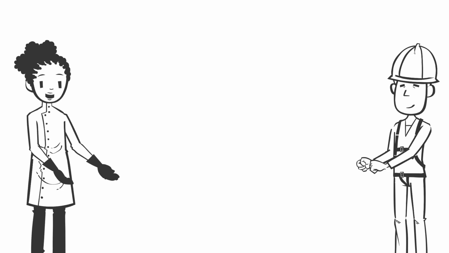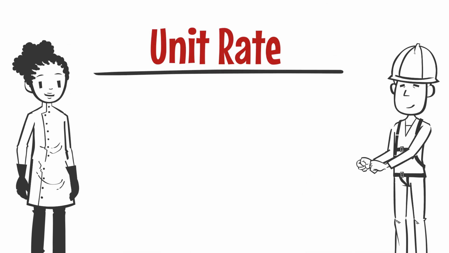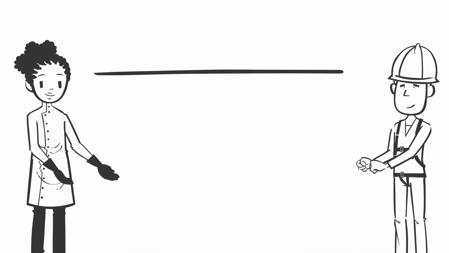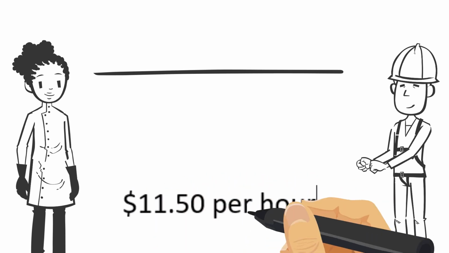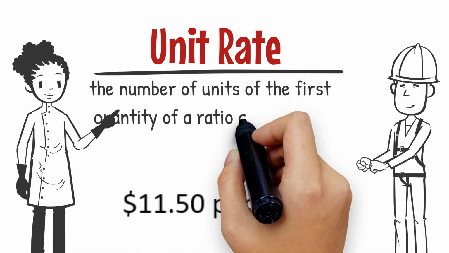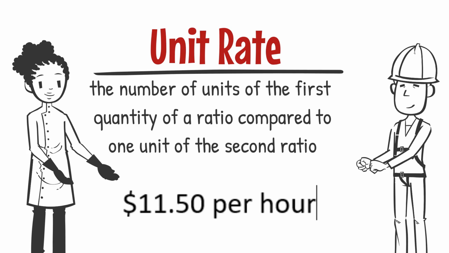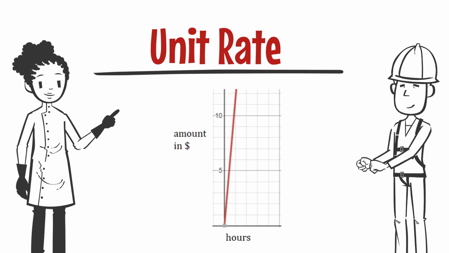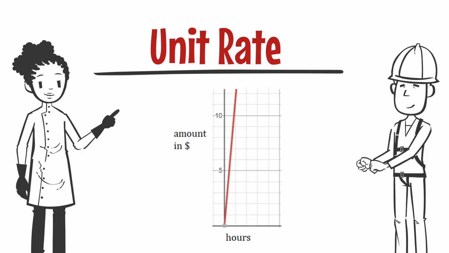One of the words that can be associated with the ratio table is a unit rate. We can also describe the amount that Alan makes per hour as the unit rate. The unit rate is the number of units of the first quantity of a ratio compared to 1 unit of the second quantity. And since Alan makes $11.50 for 1 hour, that is called the unit rate.